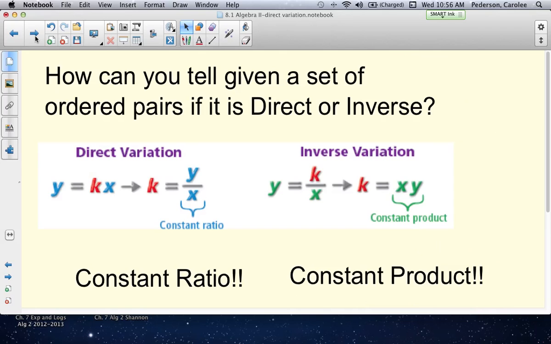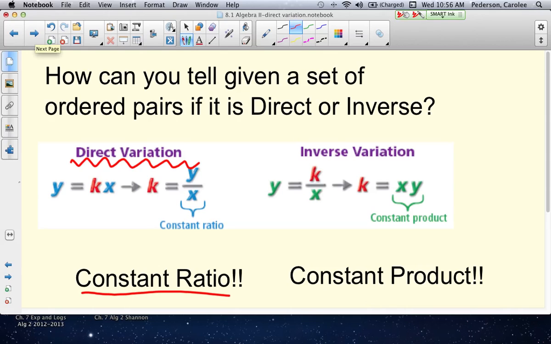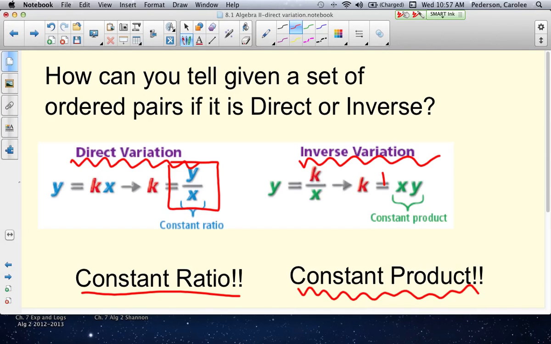How can you tell, if you have a given set of ordered pairs, if it is direct or inverse? Just go ahead and write these highlighted pieces down. If you have direct variation, then you have a constant ratio. So you take each y and divide it by x. If you have an inverse variation, then you have a constant product. So you would multiply x times y.